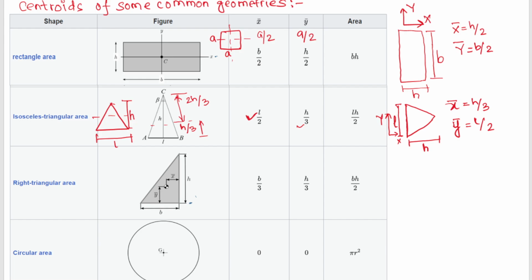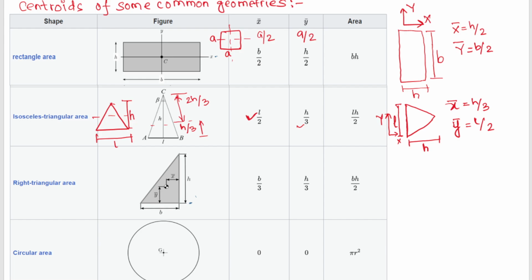So just take a look, remember how this geometry is placed. You will need to remember these values, but don't remember them as a uniform, constant value. No, this value is going to change once you change the direction of the geometry. Okay, not dimension, direction or orientation. You change the orientation, the location of x and y with respect to the reference axis is going to change.